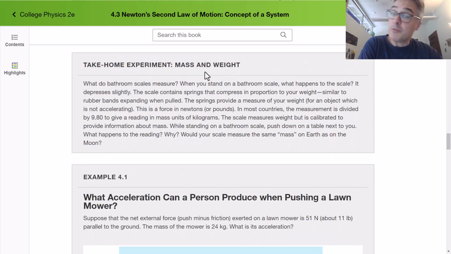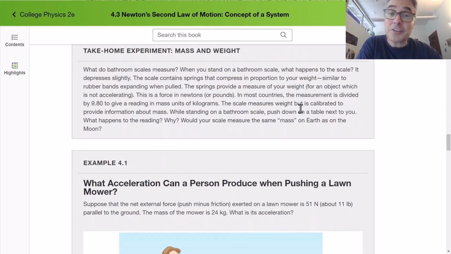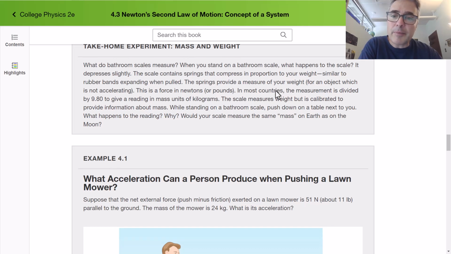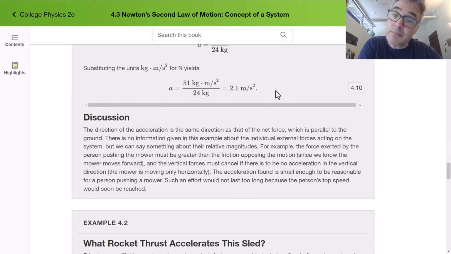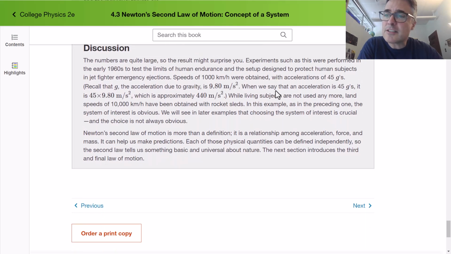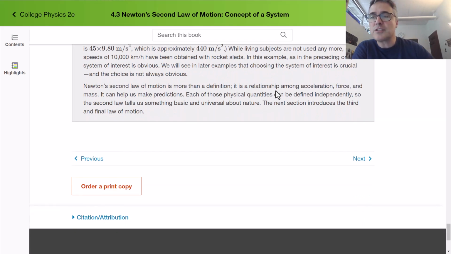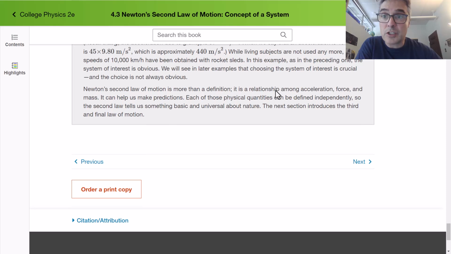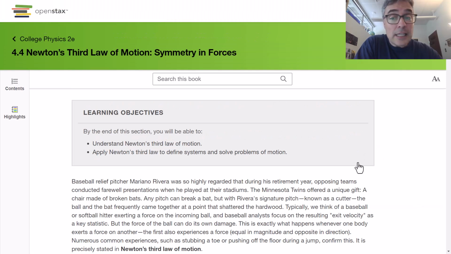Take-home experiment: what do bathroom scales measure? Let's just think about it, but I think it measures the normal force that's supporting you, which is kind of interesting. So there are some nice examples to go through, like the rocket sled. Newton's second law is an important one, so this section 4.3 is a good one to spend some time on. And lastly today is section 4.4 on Newton's third law.